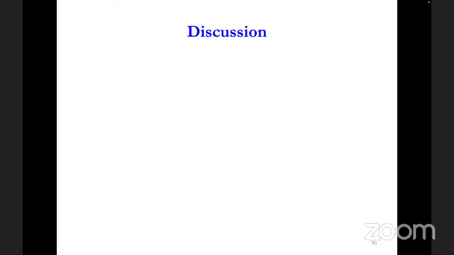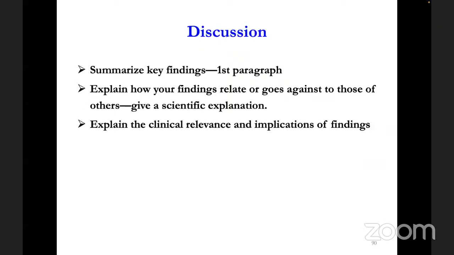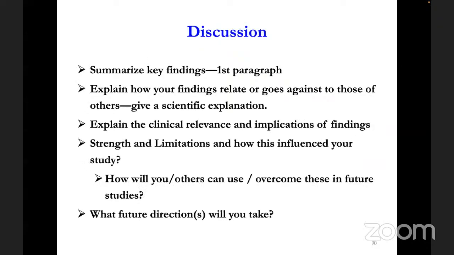Now, the discussion section is important because it requires a lot of interpretation. If you see the overall discussion chapter of your dissertation, you start with your key findings and then explain each point for the first primary objective and the secondary objectives, and interpret them in the context of the existing evidence and explain the clinical relevance and implications of these findings.